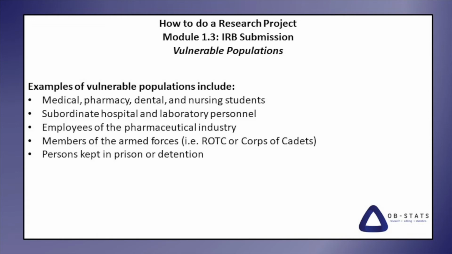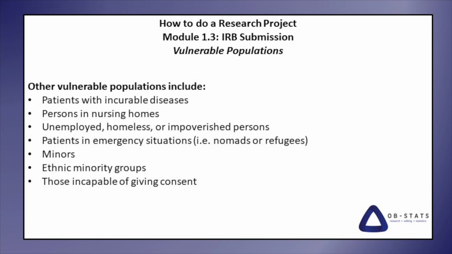Additional examples of vulnerable populations include medical, pharmacy, dental, and nursing students, subordinate hospital and laboratory personnel, employees of the pharmaceutical industry, members of the armed forces, such as ROTC or Corps of Cadets, persons kept in prison or detention, patients with incurable diseases, persons in nursing homes, unemployed, homeless, or impoverished persons, patients in emergency situations such as nomads or refugees, minors, ethnic minority groups, and those incapable of giving consent.